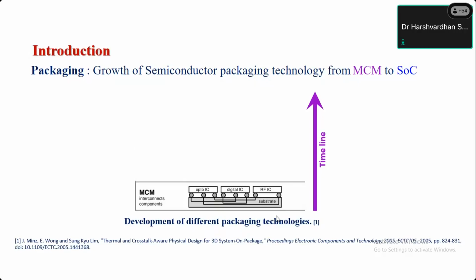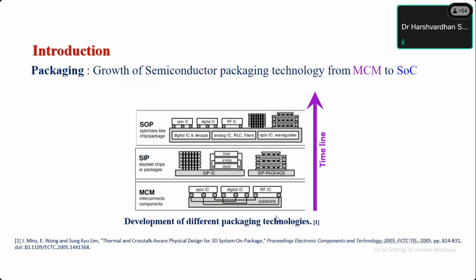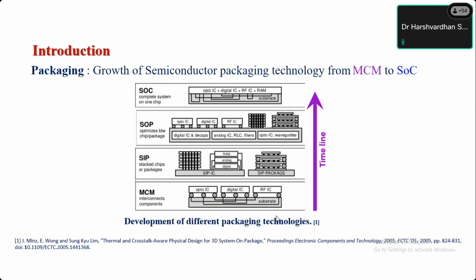Then after that we went for system on chip. It is written at the top, that is system on chip, right? A system contains different types of components. Digital ICs are there, RFICs are there, optical ICs. All those ICs are fabricated monolithically on a single wafer, right? And then we get a complete system, you can say, on a single chip.